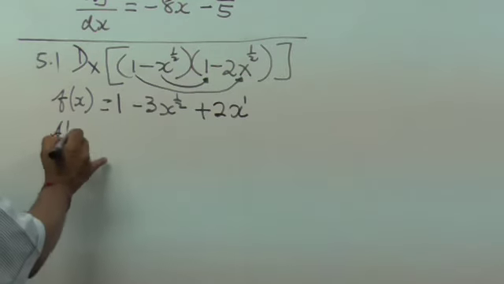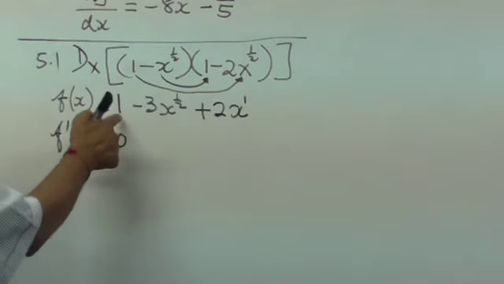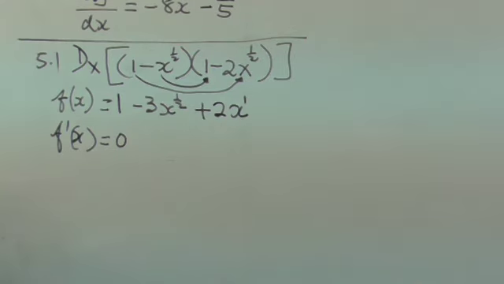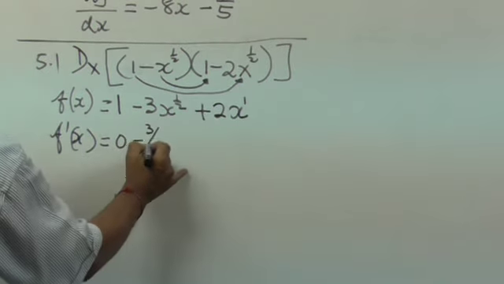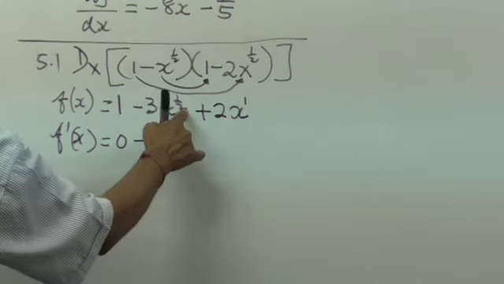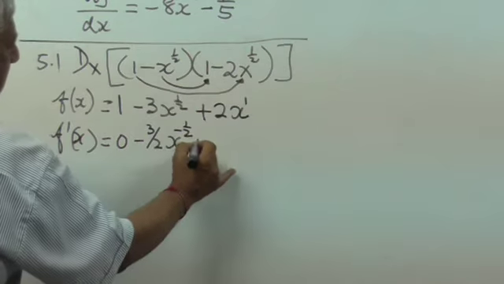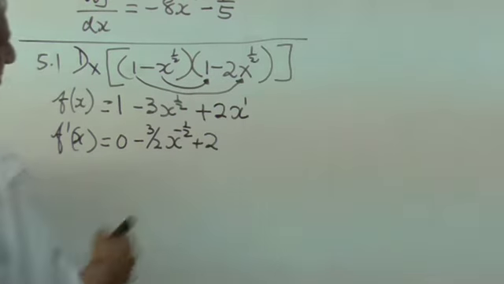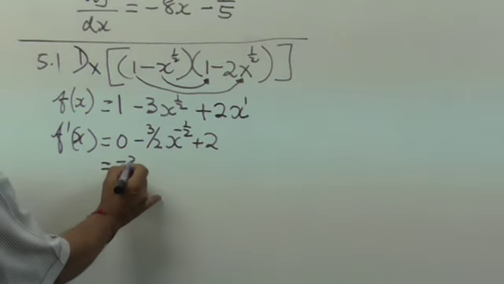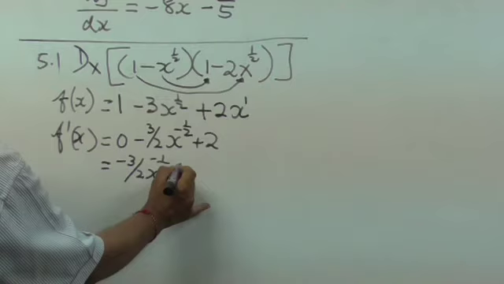And therefore f prime x is equal to, the derivative of 1 is 0. The derivative of a constant is 0, but I'm just writing it for fun. Minus 3 over 2. Half times minus 3 gives you minus 3 over 2. Write down x. Half minus 1 will give you minus half. 1 times 2 will give you 2. X to the 1 minus 1 will give you x to the 0, I can ignore. So the final answer is really minus 3 over 2 x to the minus half plus 2.